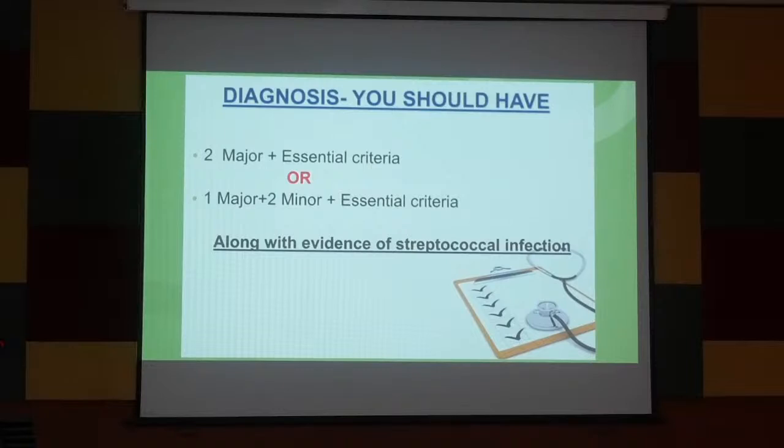So for the diagnosis, as I said earlier, you need two major criteria, or one major and two minor criteria, along with evidence of streptococcal infection. So what does the revised Jones criteria say? If you want to arrive at a diagnosis of rheumatic heart disease, you must have two major criteria and one minor criterion in the patient, or one major and two minor, along with a positive throat culture or evidence of beta hemolytic streptococcal infection.